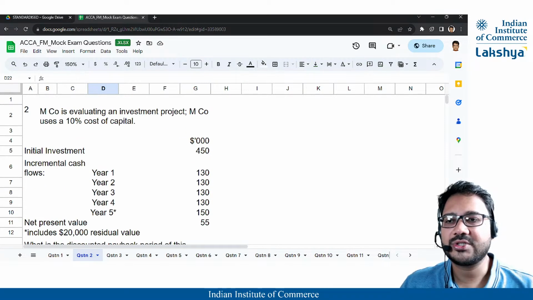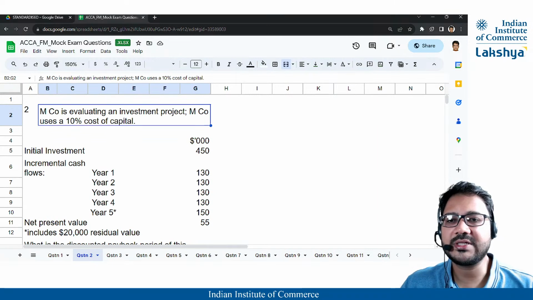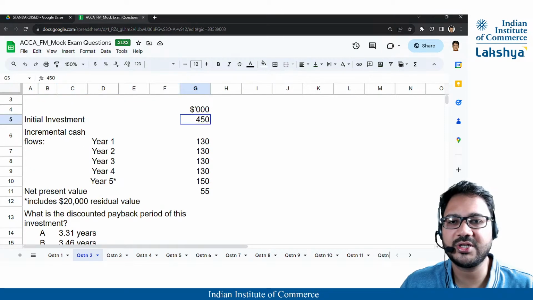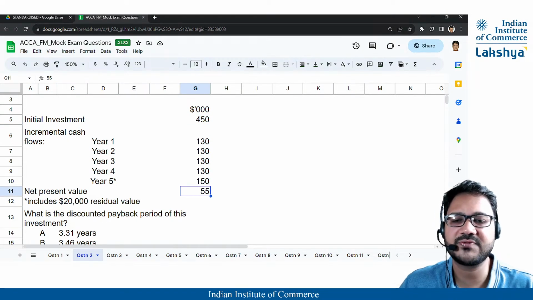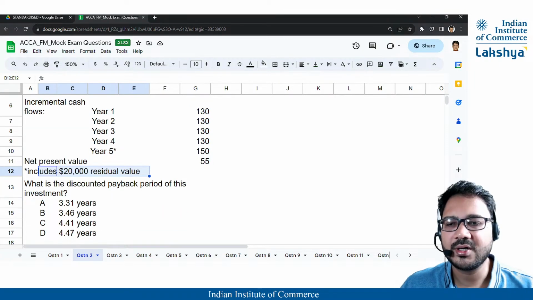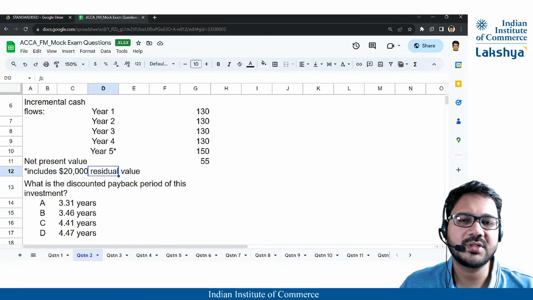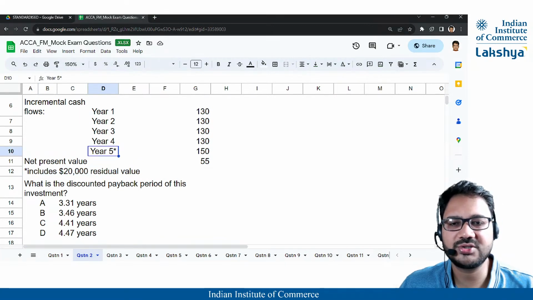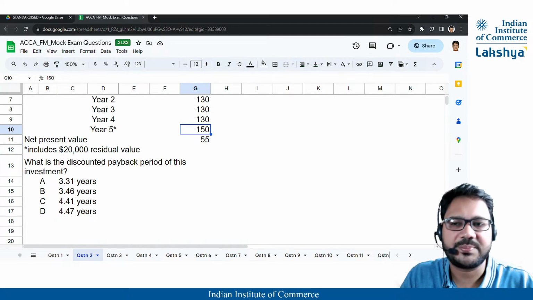Right? Question number two. M company is evaluating an investment project, which has a 10% cost of capital. Initial investment is 450,000. Year 1 to year 5 cash flows are given. NPV of this particular project is 55. Therefore, it's acceptable. Now, in year 5, there is an asterisk which says that it includes 20,000 residual value. Well, so what? It's just to confuse us. So it's fine because any which way an asset's residual value would be included. It's like scrap, right?